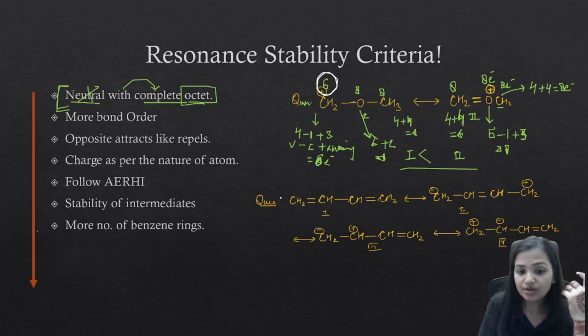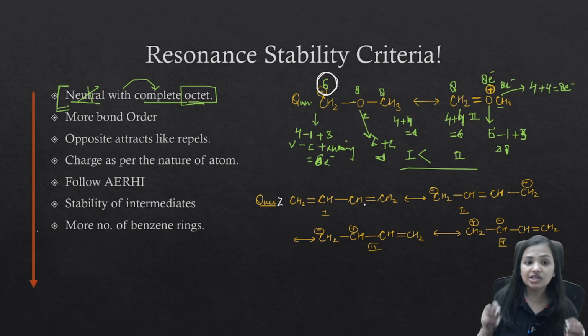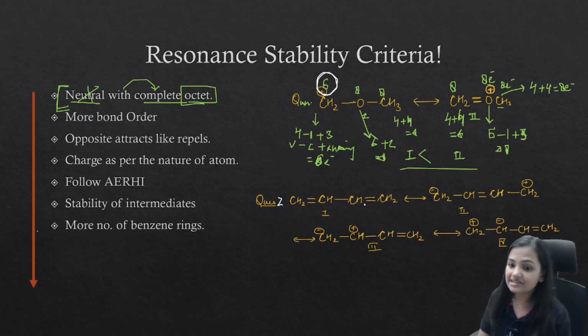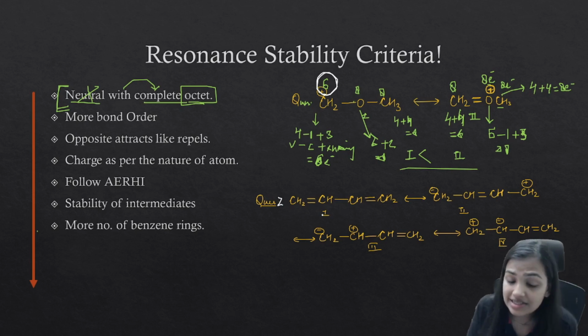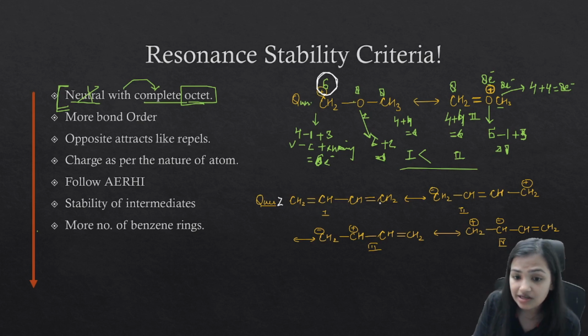Now, if you look at question number 2, you will observe that here we have 1, 2, 3 and 4 molecules. We need to find out the neutral one with complete octet. Guys, please, will you be able to find the neutral one with complete octet? Yes, as you can all see, structure number 1 is neutral. We can see that it's completely neutral. There is no charge, no positive, no negative charge. This is what neutrality is.